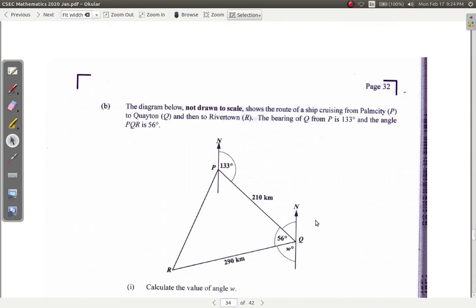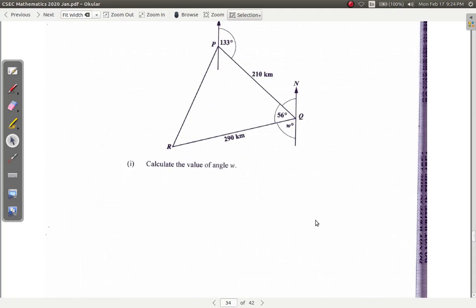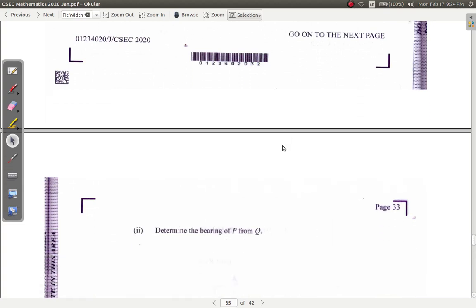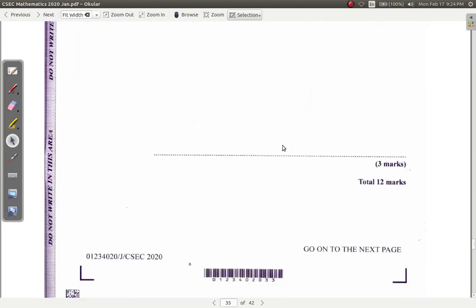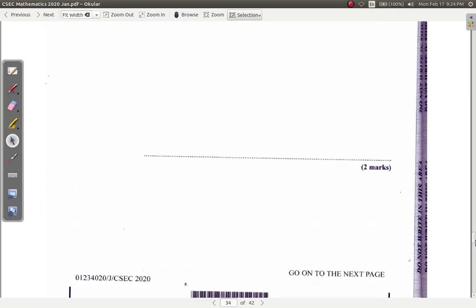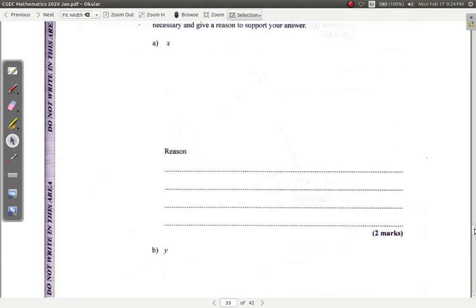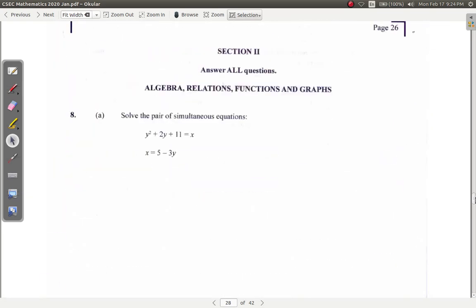Then you have a bearings question. Calculate the angle W. Alright, so you see that. Determine the bearing of P from Q and the distance RP. The bearing of P from Q and the distance RP. Okay, that's question 9. Let's see what question 8 says.